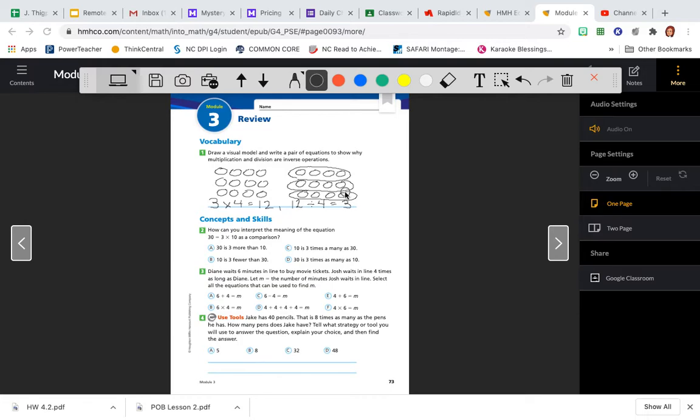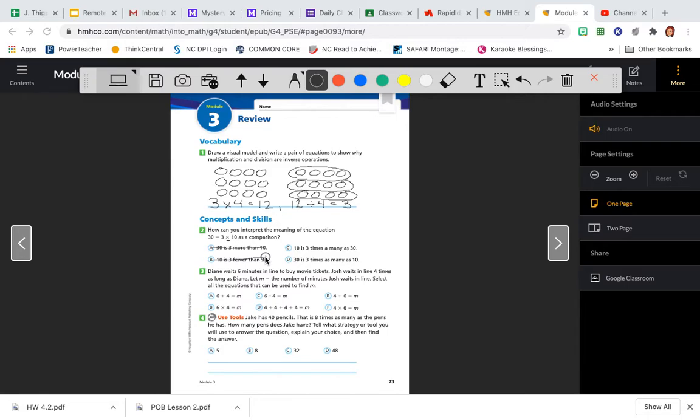How can you interpret the meaning of the equation 30 equals 3 times 10 as a comparison? So here they give us an equation. They want us to turn it into a comparison sentence. Remember those key words that we've talked about in Module 3. So I know I'm using multiplication. That's my operation. So I know that my key words have to be a number times as many. Well, I can see right now, I can mark out A and B because they're not using the correct key words. So now I need to look at C and D.